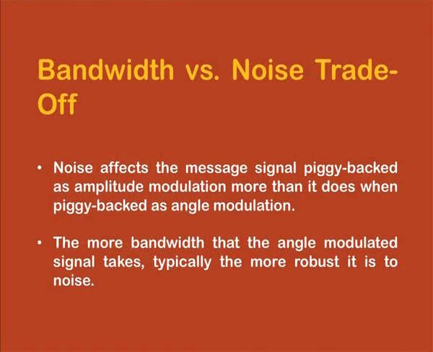Now, talking about the bandwidth versus noise trade-off. The bandwidth requirement for FM and PM signals is much higher compared to AM signals, but the effect of noise is also much lower. The higher bandwidth gives you better immunity against noise. So, there is a trade-off between bandwidth and noise performance. The higher the bandwidth of an FM signal, the better protected it will be against noise.